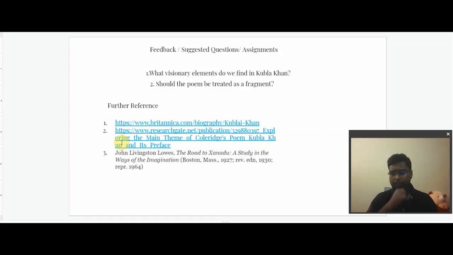Now, I also have certain links for you to consider. You could go through these links and explore more about these texts. For example, you could read John Livingston Lowes, The Road to Xanadu, a study in the ways of imagination. Okay, so I have selected these references for your better understanding and exploration of the text.